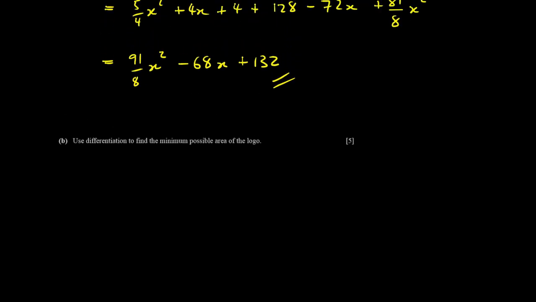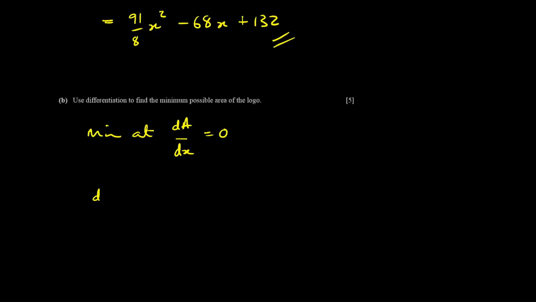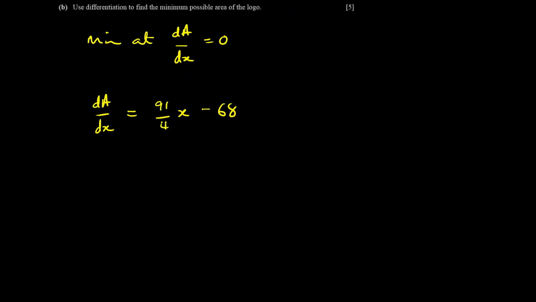All right, then part B of this question, we want to use differentiation to find the minimum possible area of the logo. Okay, then how do we do that? Well, the minimum is basically going to be where the first derivative is equal to 0. So we want to find when dA/dx is equal to 0. So minimum is at the point where dA/dx is equal to 0. So we're going to differentiate our function. So dA/dx is going to be equal to 91 upon 4x minus 68. And we're going to set that equal to 0.